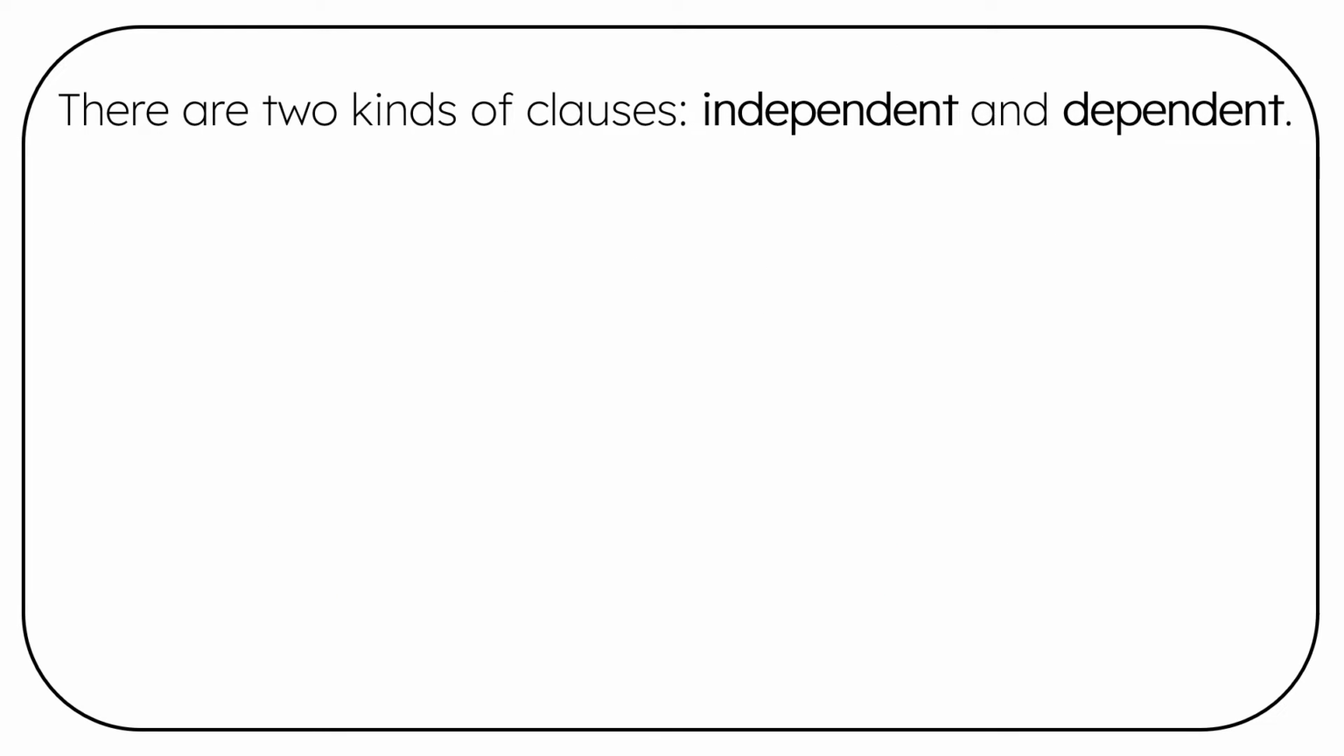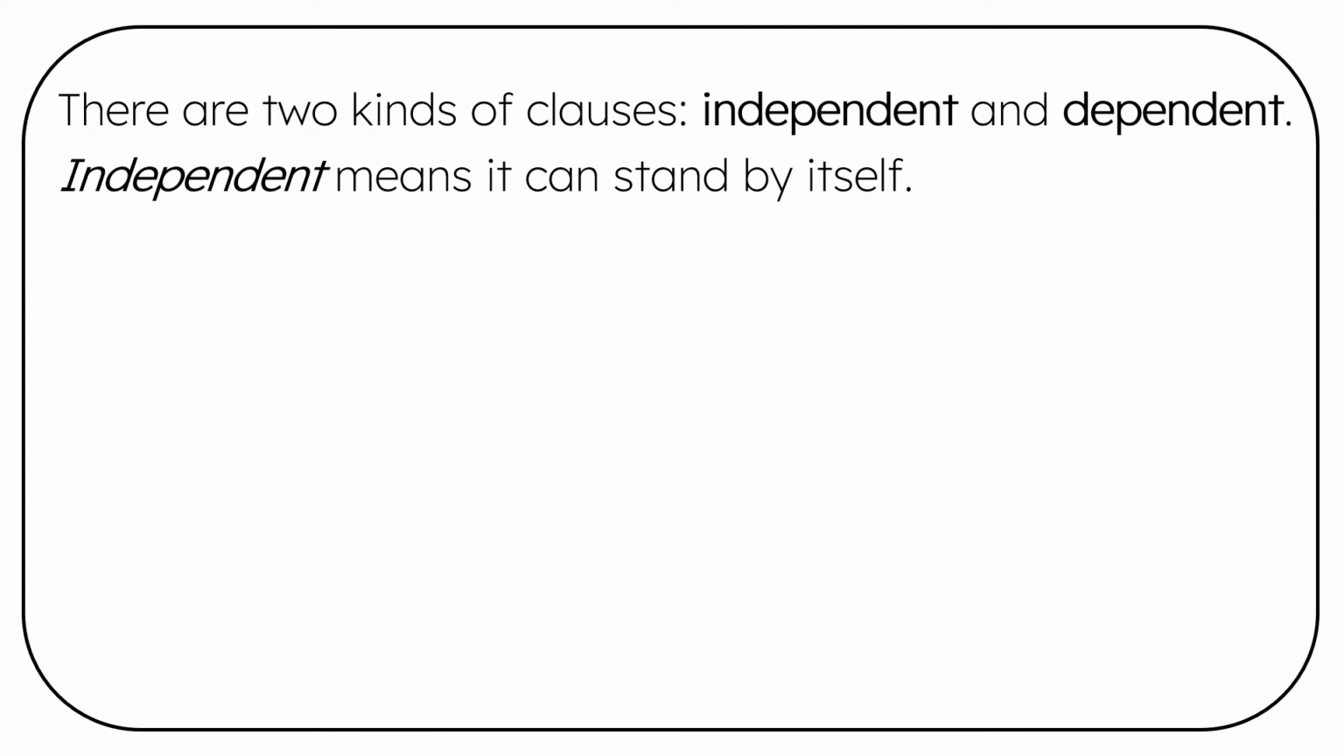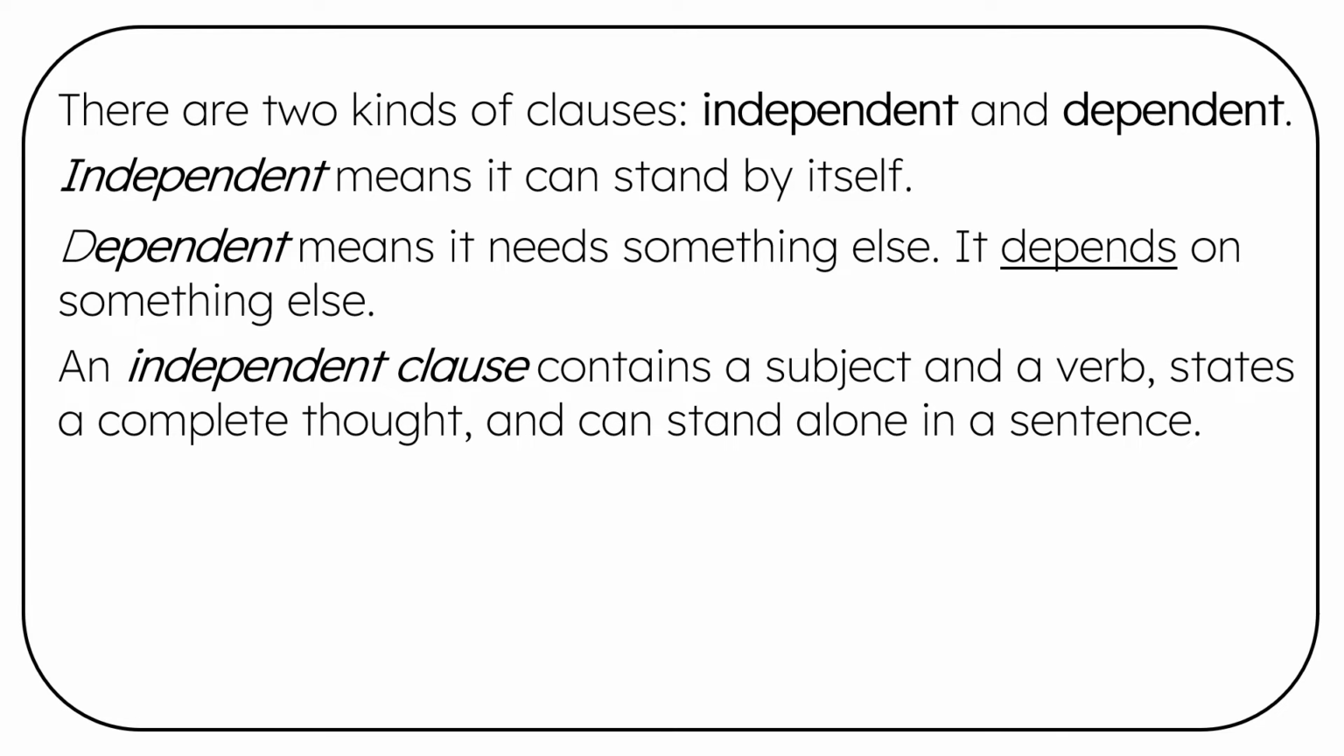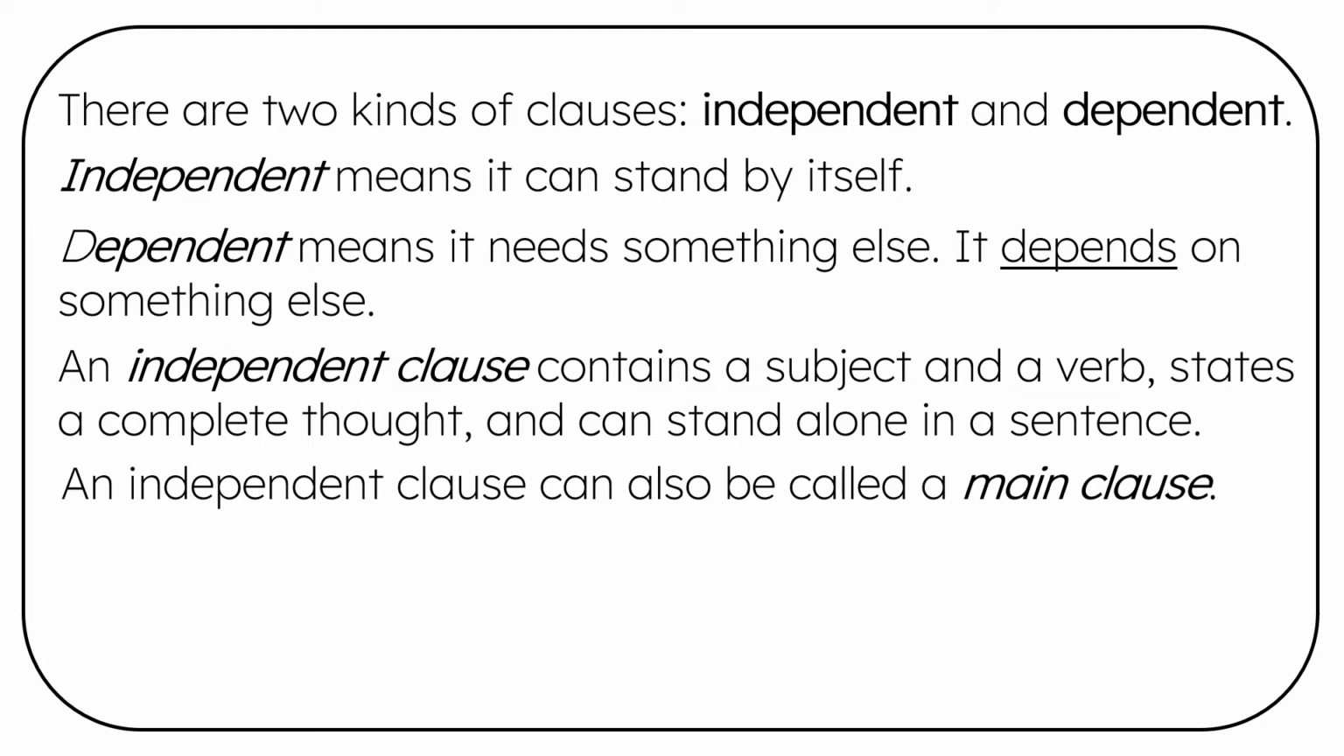There are two kinds of clauses, independent and dependent. Independent means it can stand by itself. Dependent means it needs something else. It depends on something else. An independent clause contains a subject and a verb, states a complete thought, and can stand alone in a sentence. An independent clause can also be called a main clause.